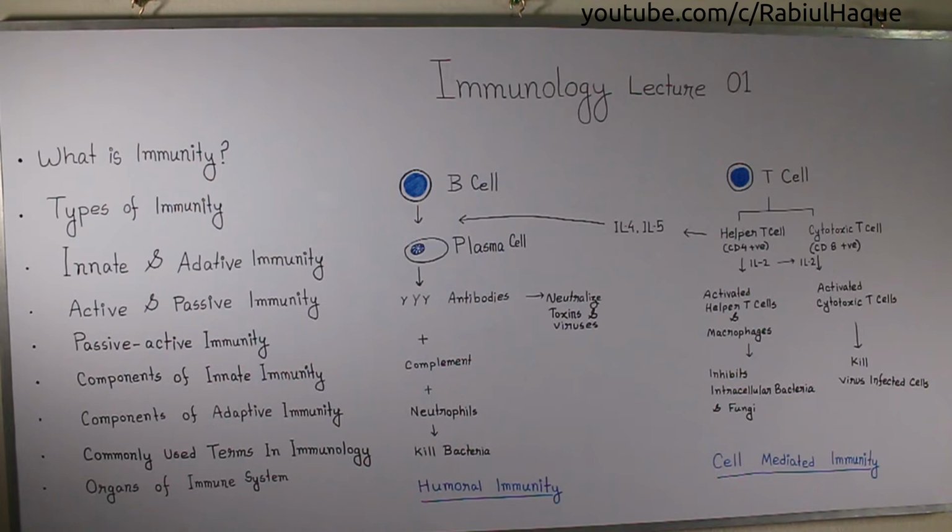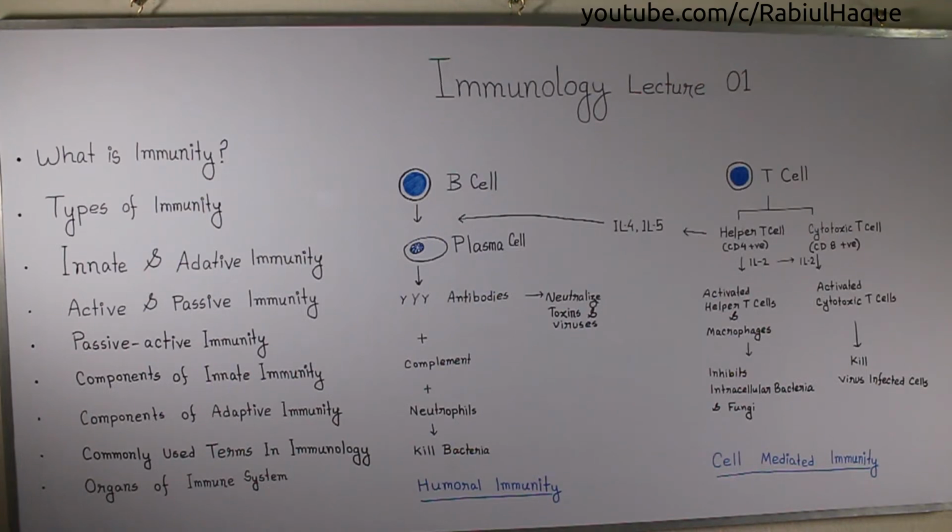So we can see that first there is B lymphocyte, and with the help of interleukin 4 and interleukin 5 that were derived from helper T cell, B lymphocyte or B cell is transformed into plasma cell, and plasma cells can produce antibodies, and those antibodies can neutralize toxins and viruses. Other components of humoral immunity, as we can see, will include complement and neutrophils, and they can act by killing bacteria and other offending agents, as we will later see.